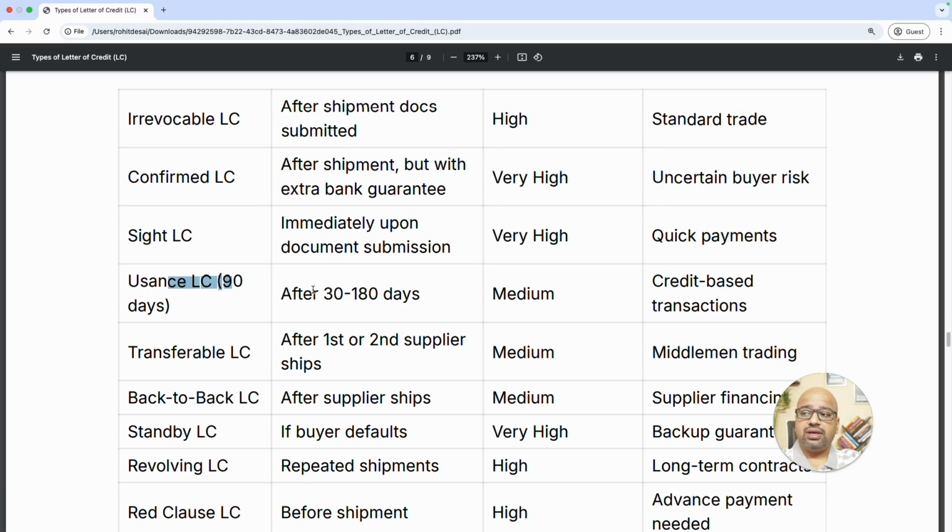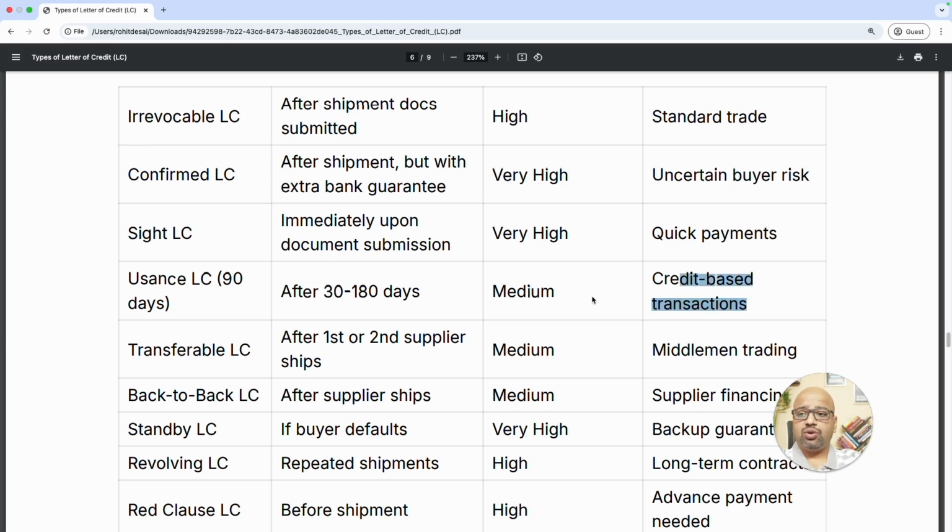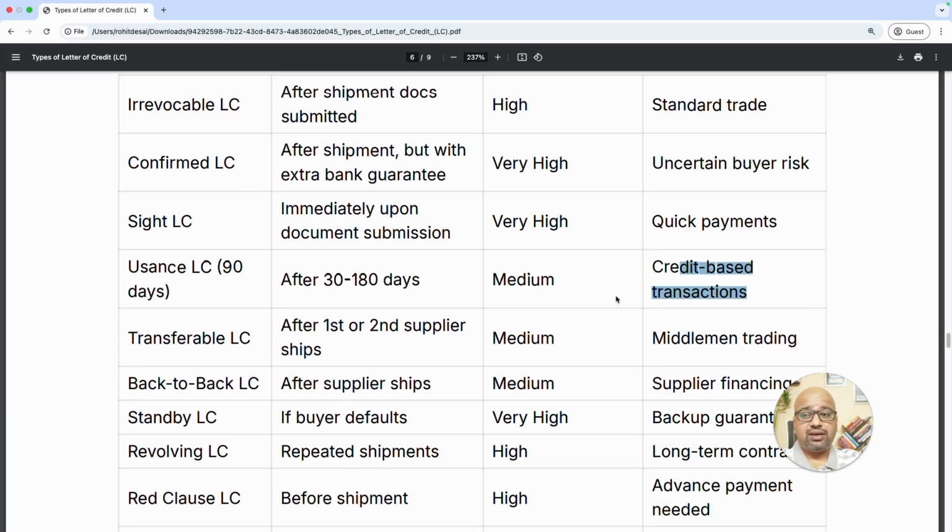Usance LC, if you want to give credit from 30 days to 180 days, get it. Medium risk is being covered here, but you'll get your money paid, no issues. If there's just a delay, you'll still get it paid. Transfer LC, if you're doing it as a mediator, then take an LC, put your commissions there, keep your commissions, and transfer it to someone else with the percentage of how much money the party should get. So based on that, you can transfer it.